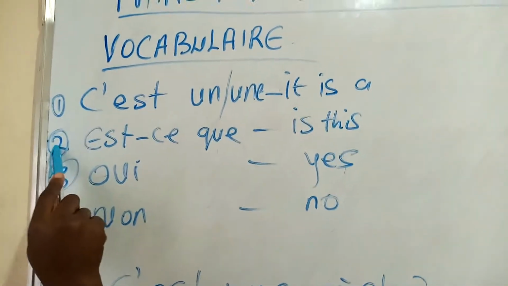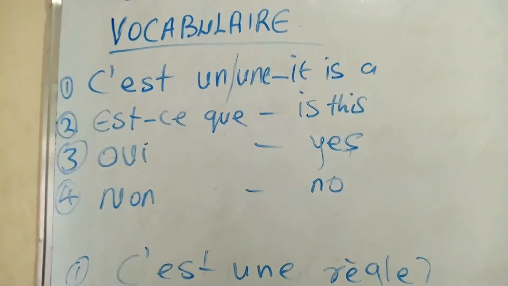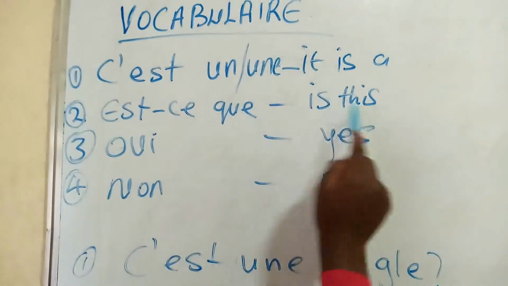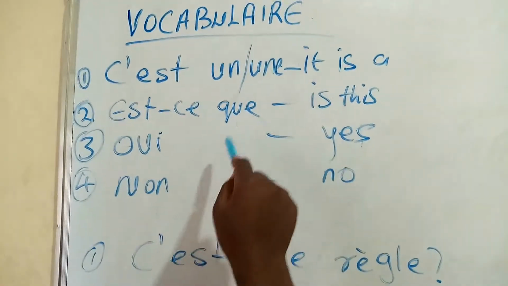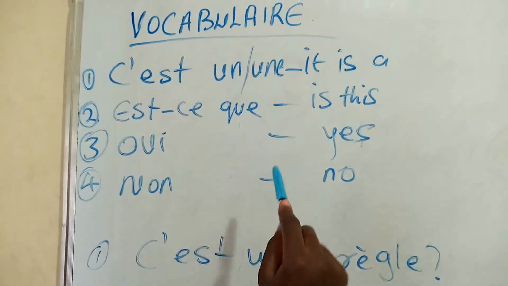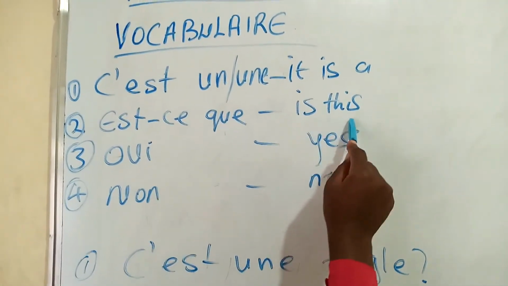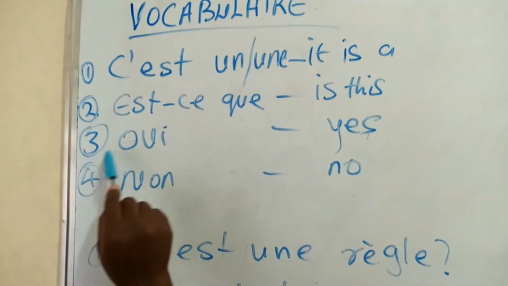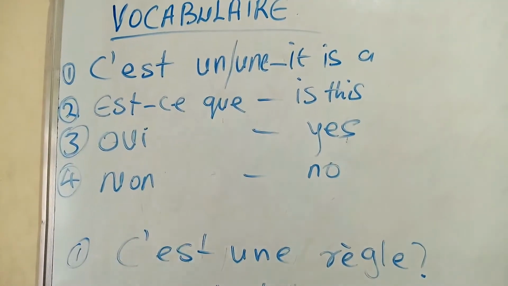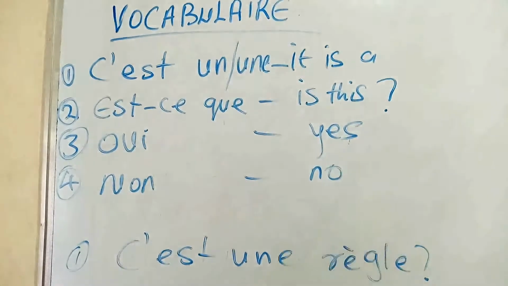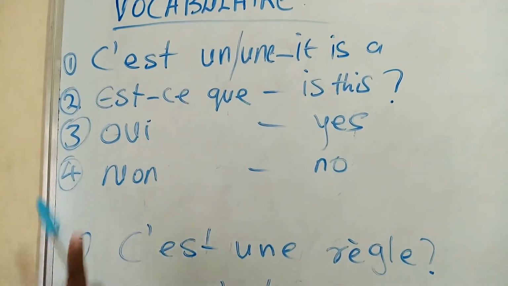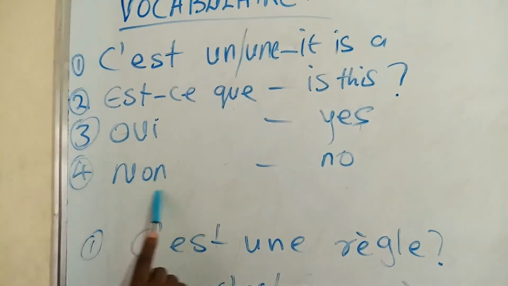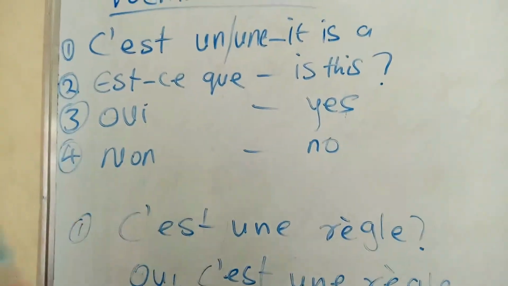The next one, number 2, is est-ce que. Est-ce que means is this. So we're going to use est-ce que today also to make simple sentences. So it's used to ask a question. Number 3 is oui, and oui here means yes. And the last one, number 4, is non. Non means no.